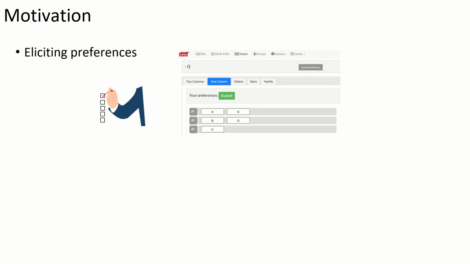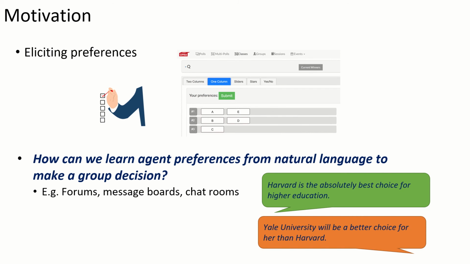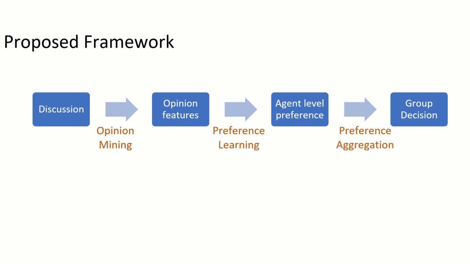Now, preference solicitation is of course a major part of the group decision-making process. In elections, traditional paper ballots are used. Modern electronic polling platforms like Opra have multiple preference expression forms. But there's merit in trying to elicit preferences from more natural sources. So we try to answer the question: how can we learn agent preferences from natural language to make a group decision? An example of this can be a discussion about which college is a better option for a fresh high school graduate.